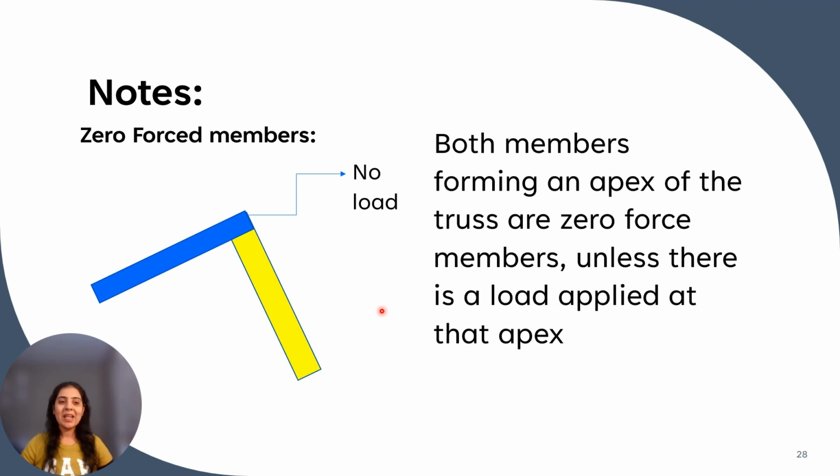This is the second case of zero force members. Both members forming an apex of the truss are zero force members unless there is a load applied at that apex. So these two members, which are perpendicular to each other, are zero force members. But if a joint load is applied at this joint, then it is not a zero force member.